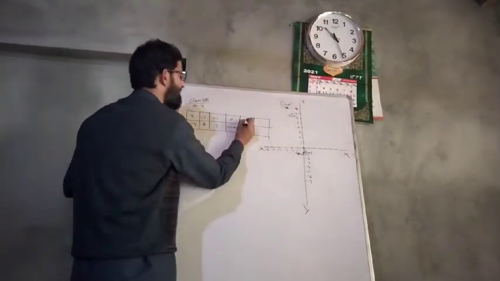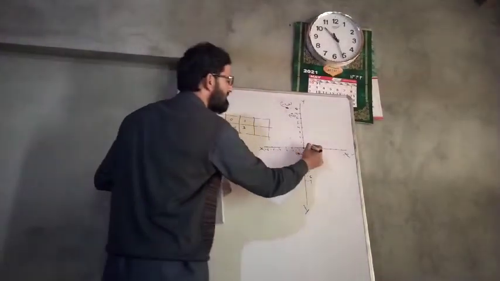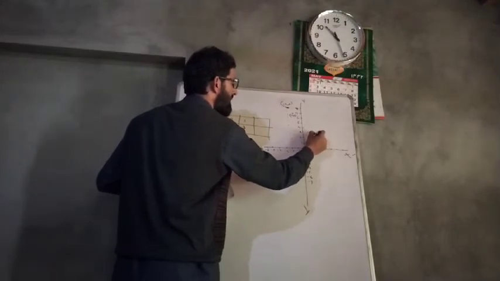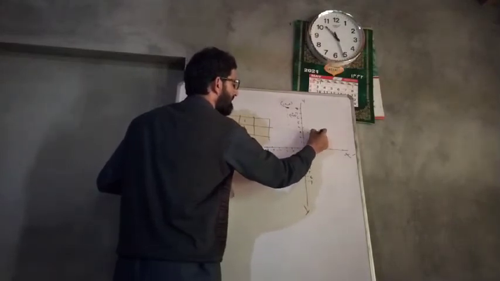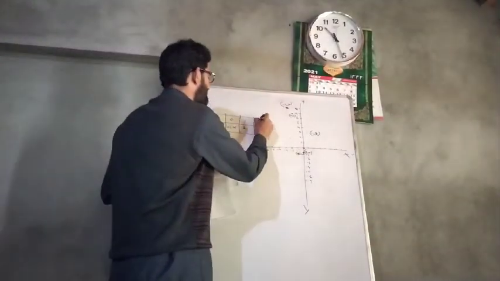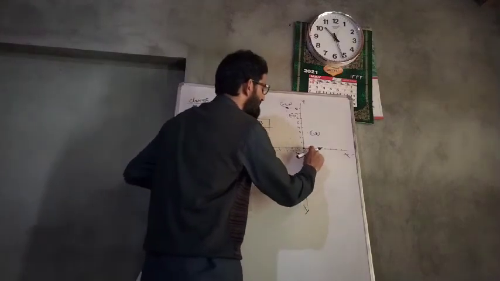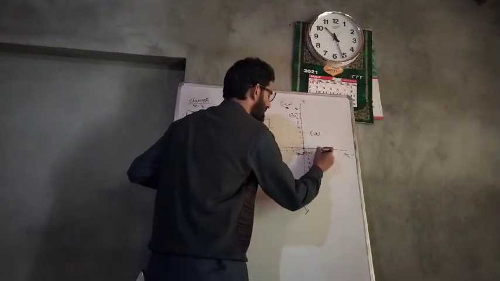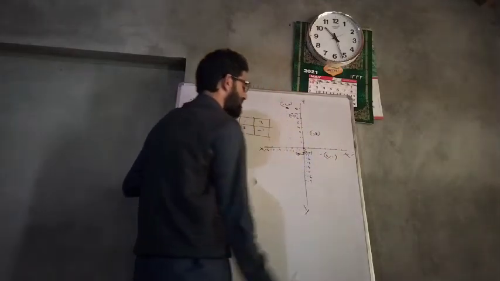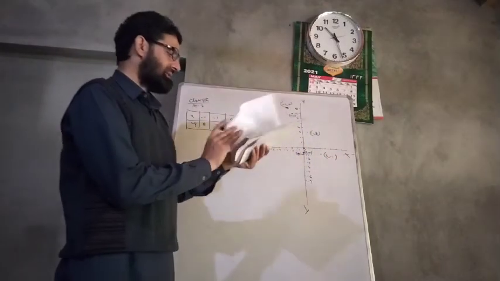Next point is 1, 3. Now 1 is positive, this is here, and 3 is also positive, so this point is here. 1 and 3. Similarly, 3 and -1. This is positive 3, 1, 2, 3, and -1 going downwards. So this is here, this is 3, -1. So this was the last question of this exercise.